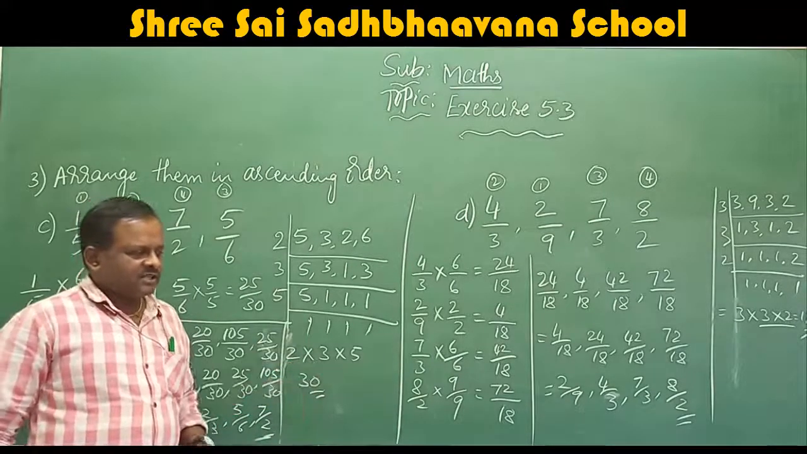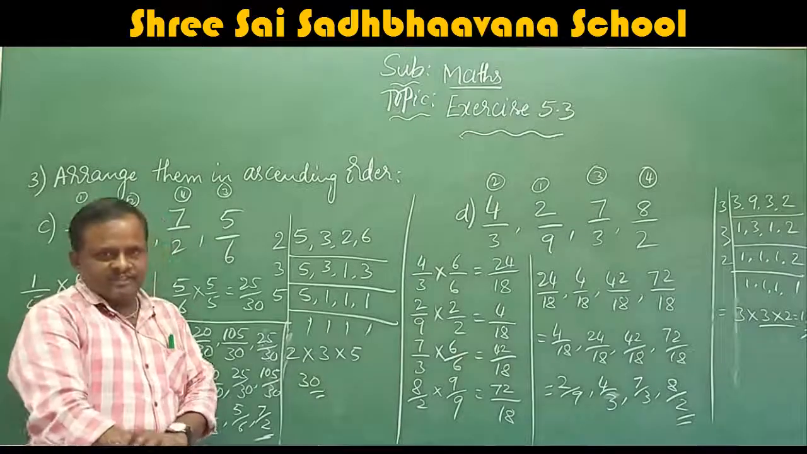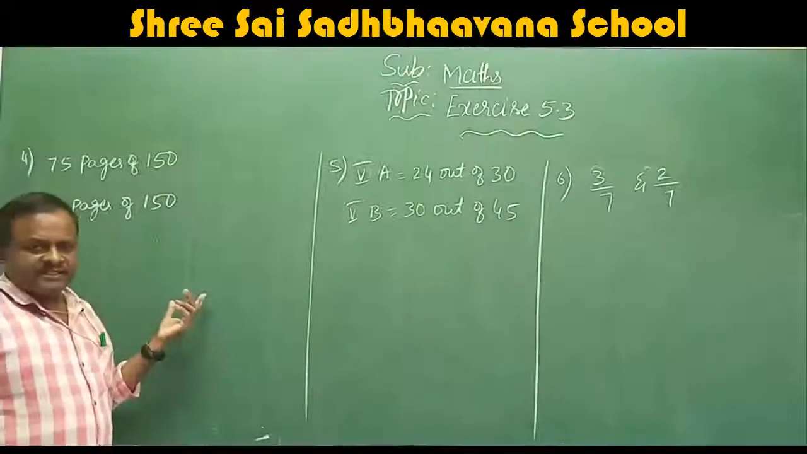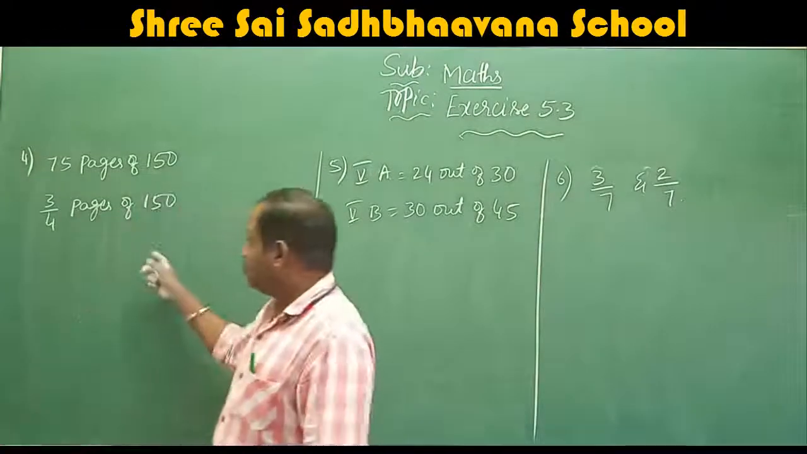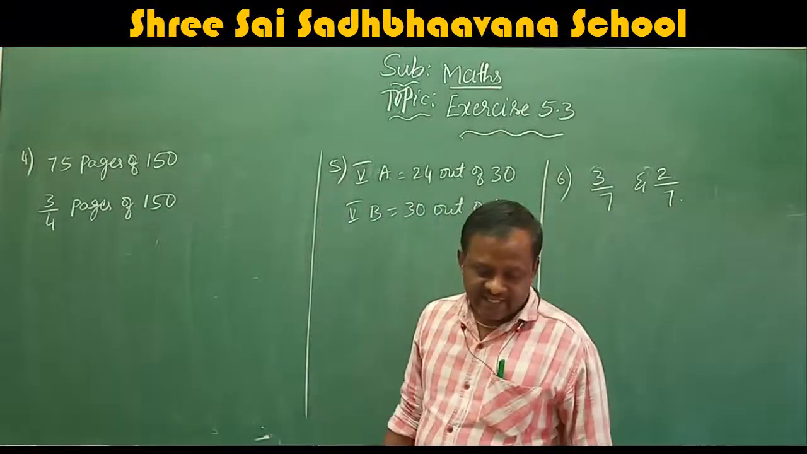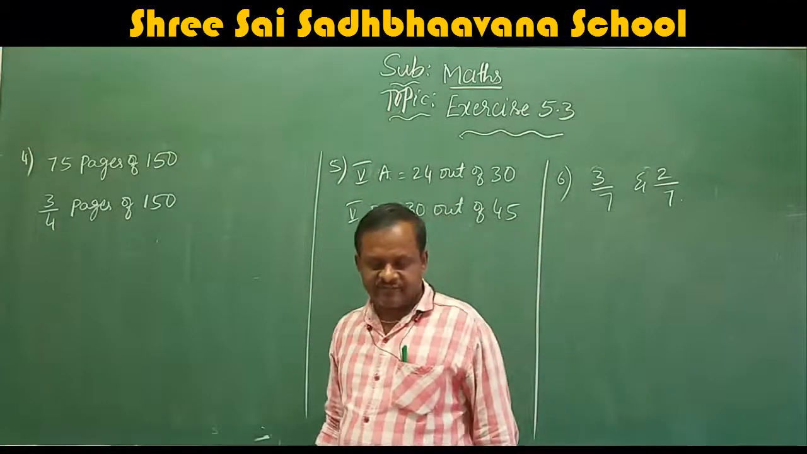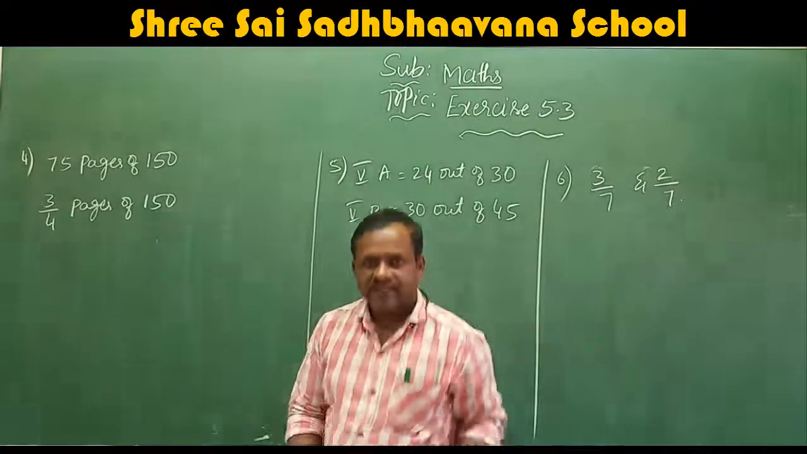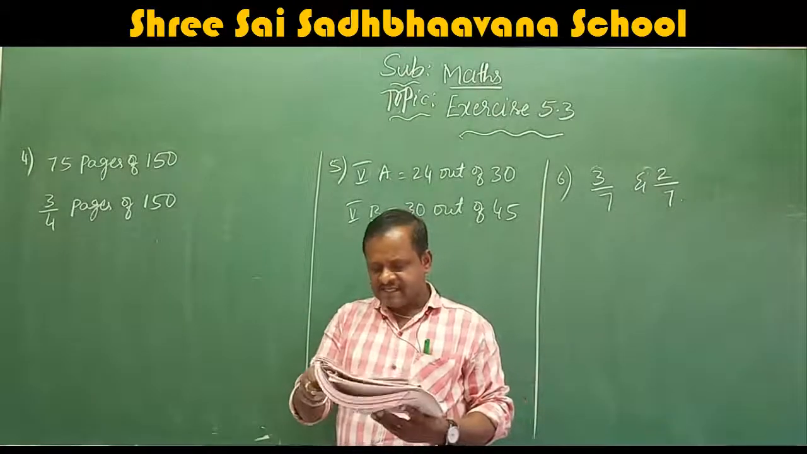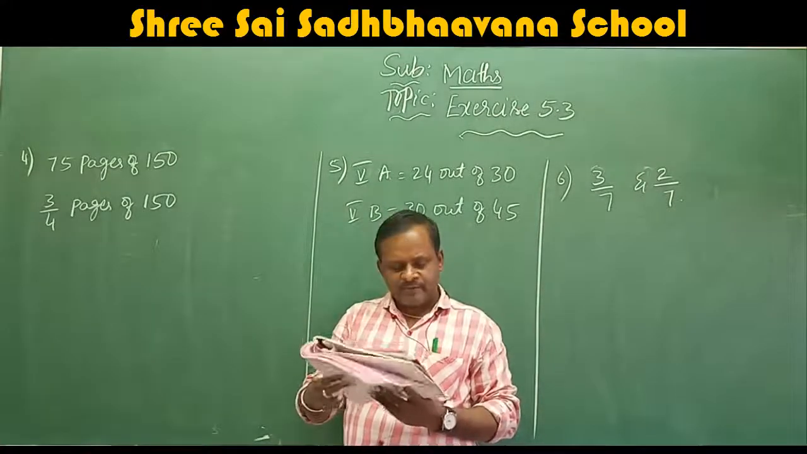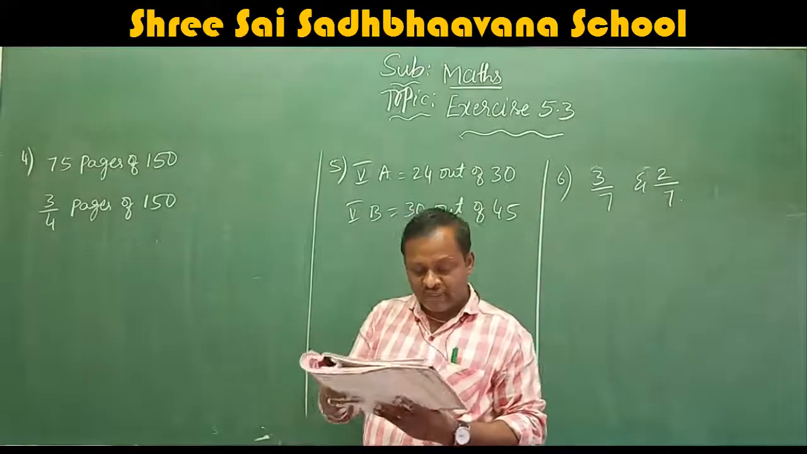Okay. Next we'll move to the 3 working problems. We will finish them now. Next, fourth problem. Ritika read 75 pages of the story book containing 150 pages and Renu read 3 by 4th of the same book. Who read less?